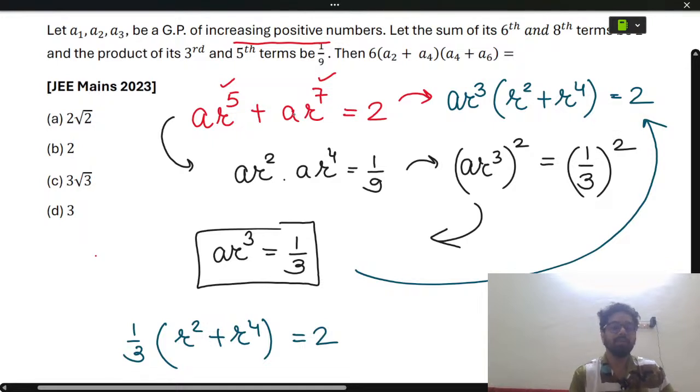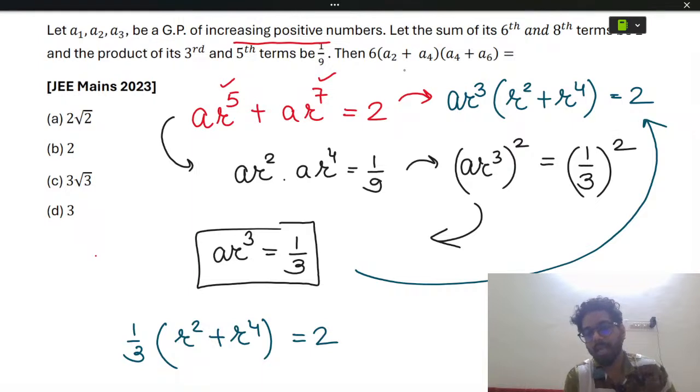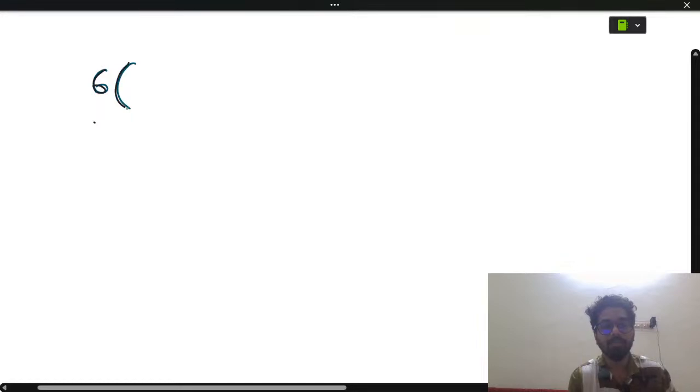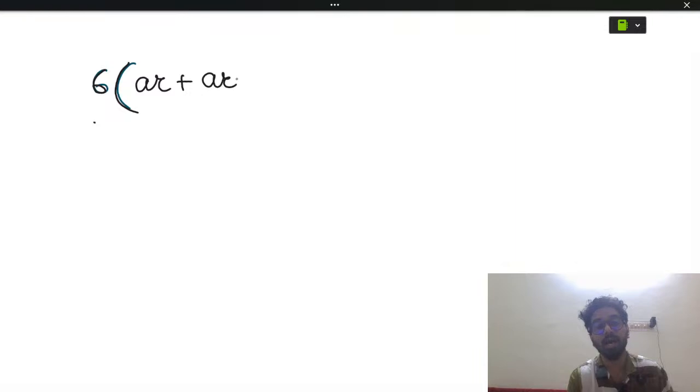So I can get the value of R anyway, but I am not heading toward this direction because I am expecting I will create something interesting over here. I can eliminate the value. Second thought, which is completely okay, that maybe I need to get the value of R. Let's check. So 6 times of A2 plus A4. Now 6 times of A2 plus A4. 6 times of A2. A2 is A R and A4 is A R cube.